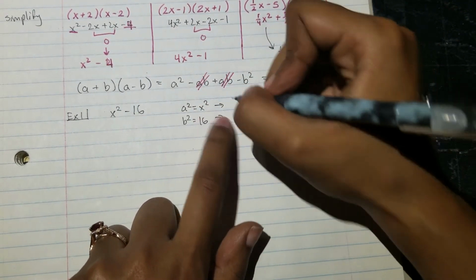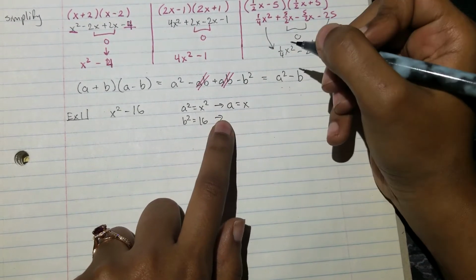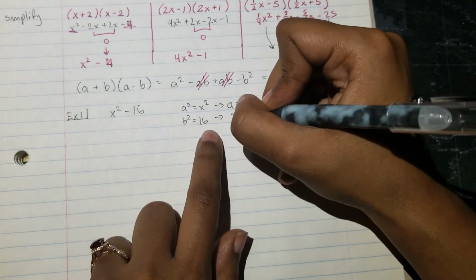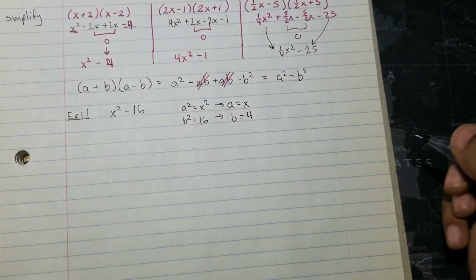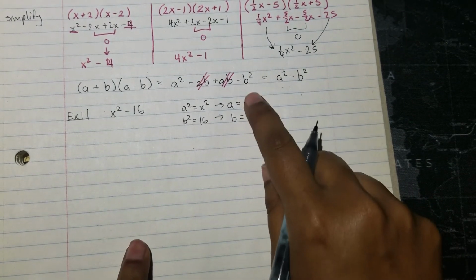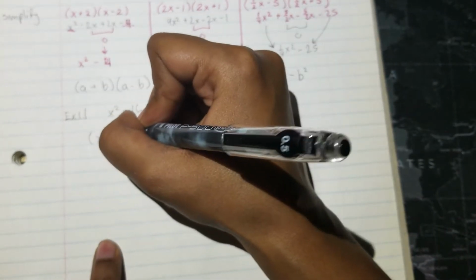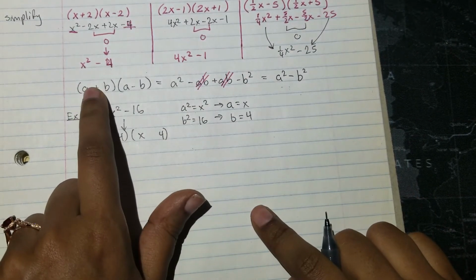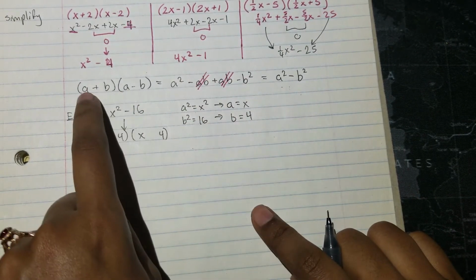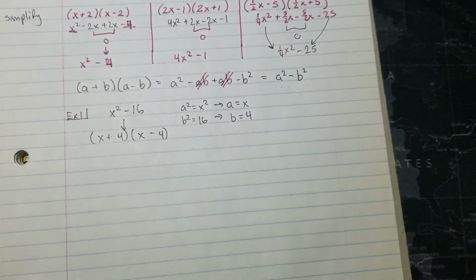If a squared is x squared, what should a be? If we take the square root of x squared, we just get x. If b squared is 16, and we take the square root, that's just going to be 4. So knowing that a is x and b is 4, we can factor this as x and 4, x and 4, and knowing that our original factored form in general is a plus and a minus, plus minus.